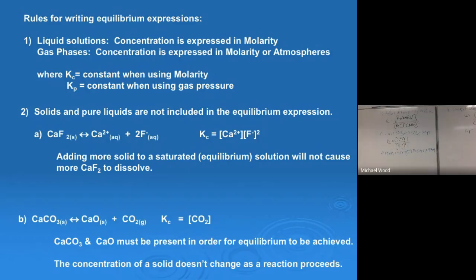Again, not too complicated. So what's on the right goes on the top, what's on the left goes on the bottom, the coefficients become the exponents, and all that's included are gases and aqueous, not solids and liquids. Try number 4.